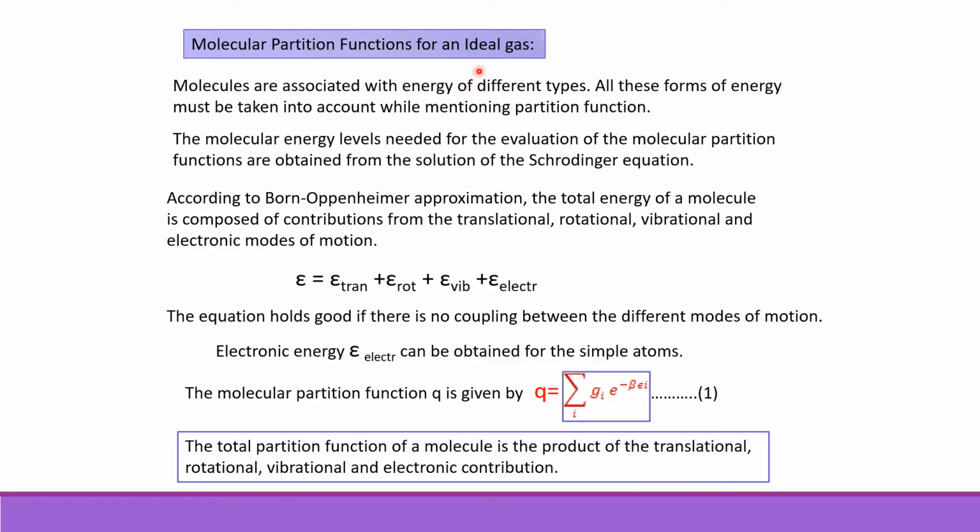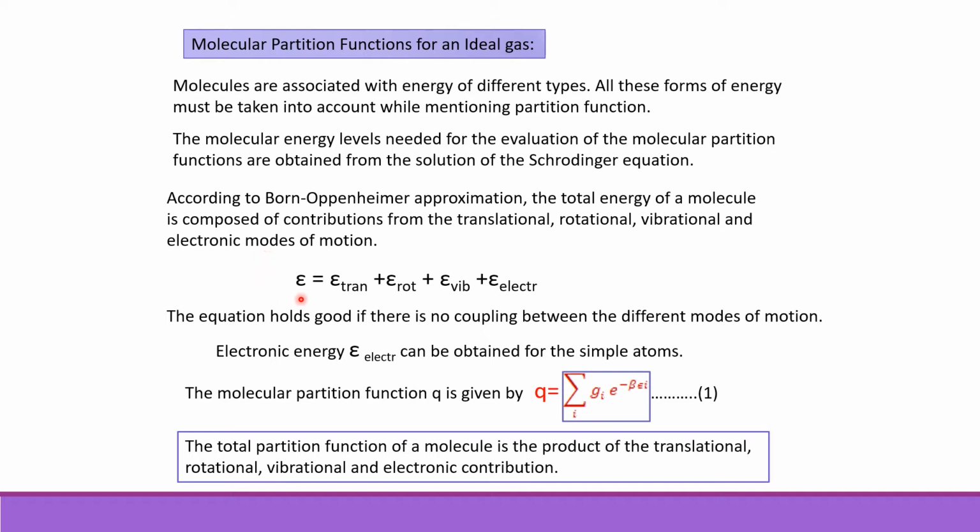Molecular partition function for an ideal gas. Molecules are associated with energy of different types. All these forms of energy must be taken into account while mentioning the partition function. The molecular energy levels needed for the evaluation of the molecular partition functions are obtained from the solution of the Schrödinger equation. According to Born-Oppenheimer approximation, the total energy of a molecule is composed of contributions from the translational, rotational, vibrational, and electronic modes of motion.